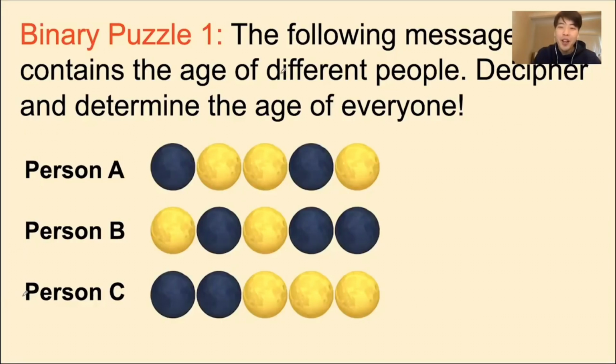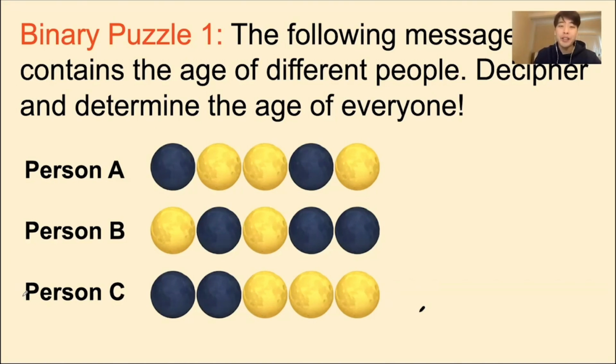Binary puzzle number 1. The following message contains the age of different people. Now, if my video is blocking the message, I'm sorry. Decipher and determine the age of everyone. So we have person A, B, C, and somehow person A, B, C gave us this code just to represent their age. So note this, we're not talking about text, we're talking about what? Age. We're talking about numerical value, okay? So pause the video and try to review what we learned last time to decipher this message.